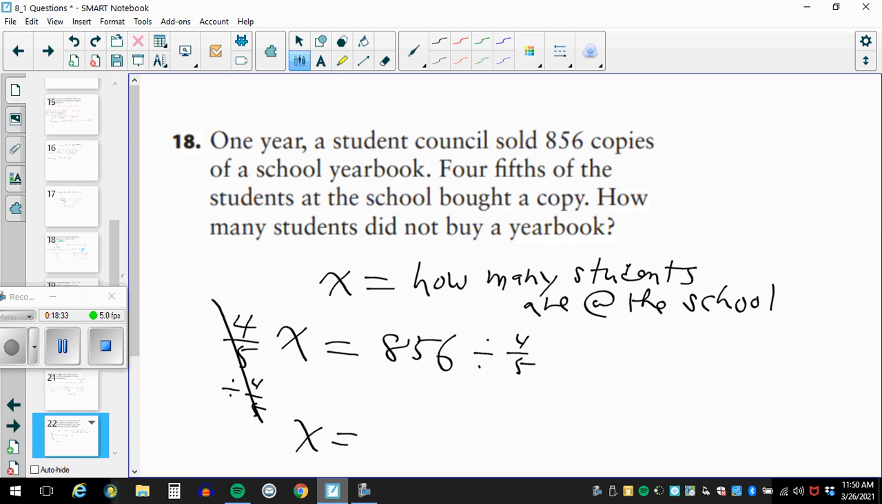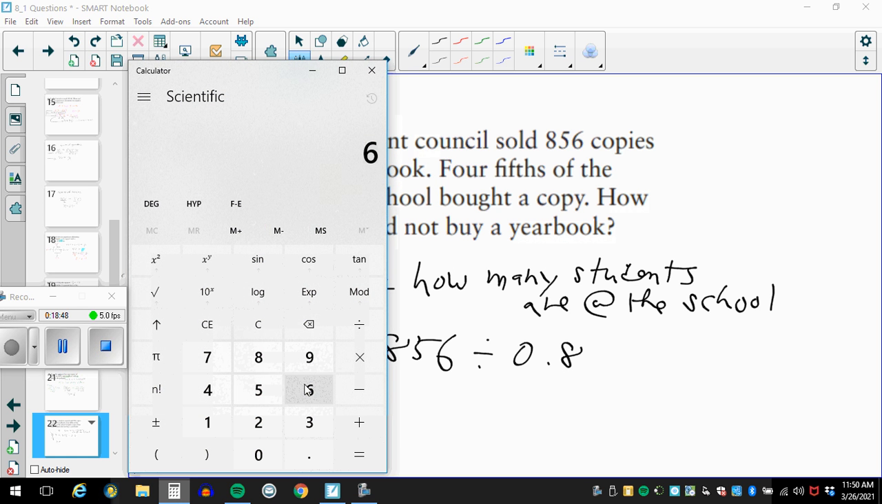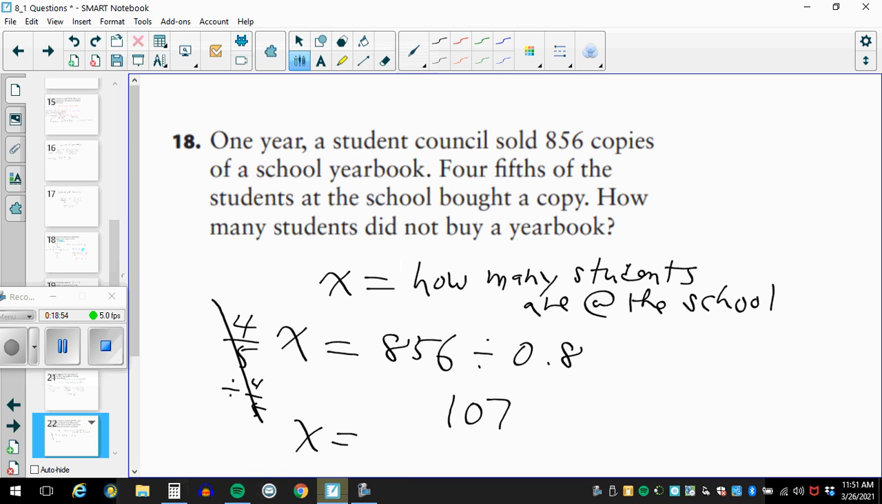What decimal would it be? 0.8. So if I change 4/5 to 0.8, this is going to make my job a lot easier because now I don't have to do any fraction work. I can just plug it into a calculator. And I go 856 divided by 0.8 tells me there's 1,070 students at this school.